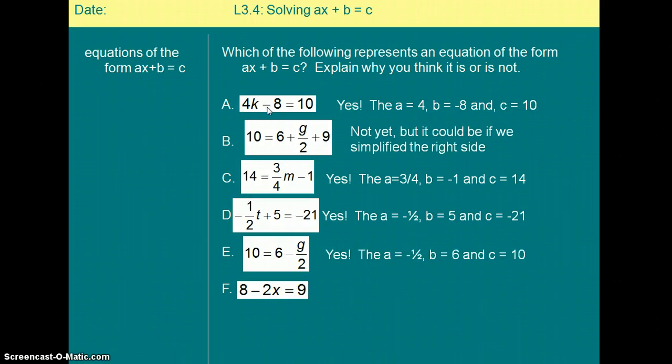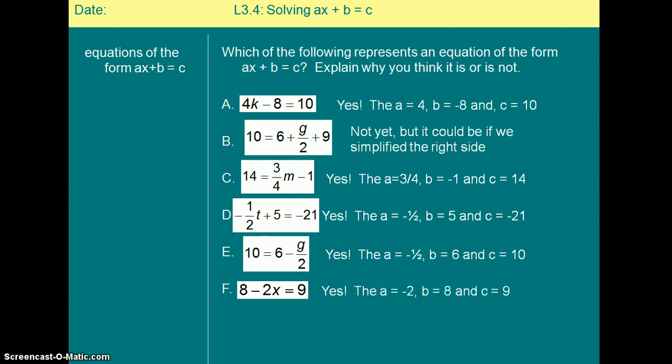E is also of the form ax plus b equals c. This time, if we take a look, the coefficient on G, this one is a little goofy, but we know that dividing by 2 is the same as multiplying by 1/2. So this minus G over 2 is actually giving us a coefficient of -1/2. Our B, our constant term, is 6, and it all has a value of 10.